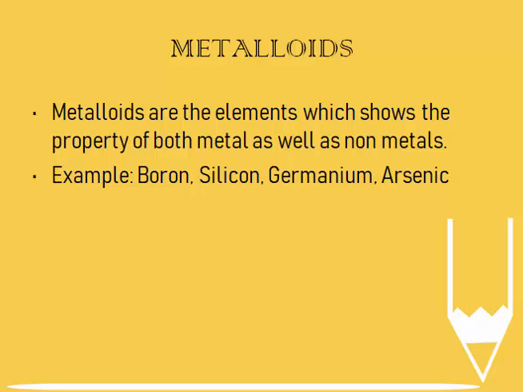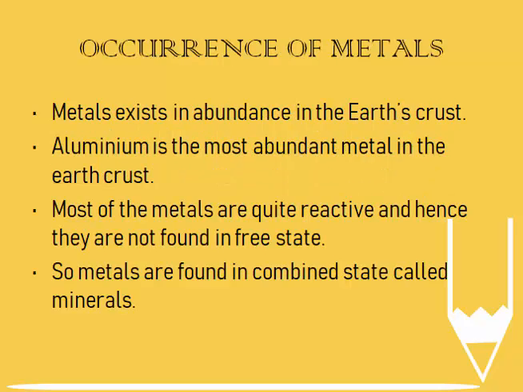Now we'll see how metals occur. First of all, metals exist in abundance in the earth crust. Aluminium is the most abundant metal in the earth crust, followed by iron, calcium, sodium, potassium and magnesium in decreasing order. Most of the elements are quite reactive and they do not occur in free state. इसीलिए वो easily simple form में available नहीं रहता है, वो किसी न किसी के साथ जुड़ा हुआ रहता है. So they are in combined states, which are called minerals.